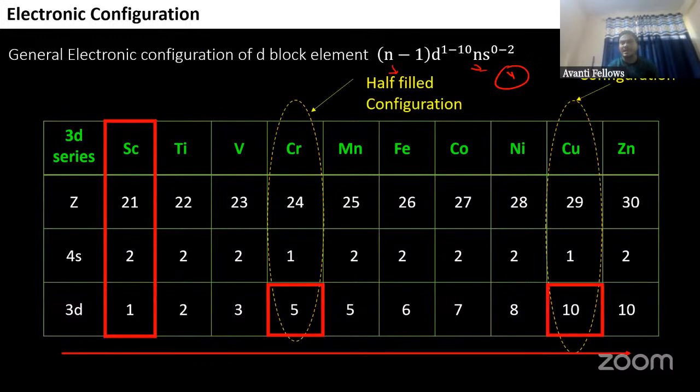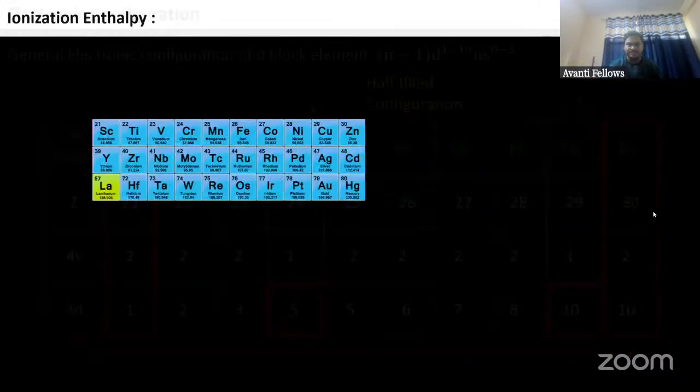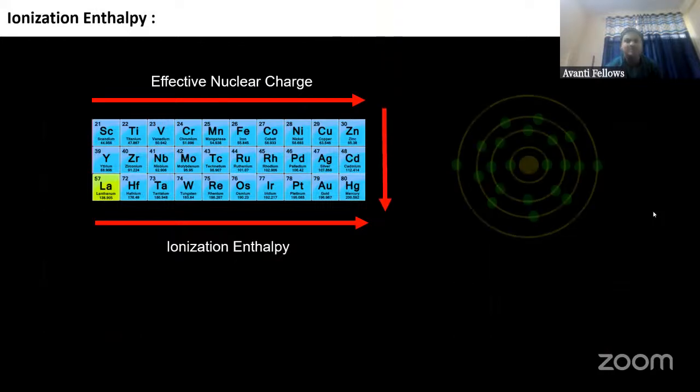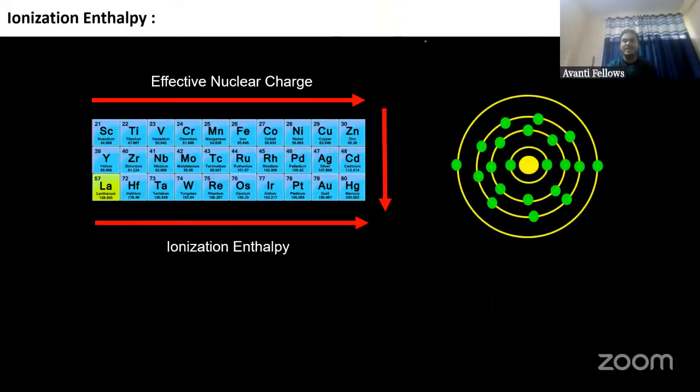Done. Now here, two exceptions are there in case of electronic configuration. That is chromium, having electronic configuration 3d4 4s2. How will you write it? We can write it as 3d5 4s1, right? Because 3d5 is a half-filled electronic configuration. Similarly, copper having 3d9 4s2 configuration originally, so we can write 3d10 and 4s1 for copper. Done?